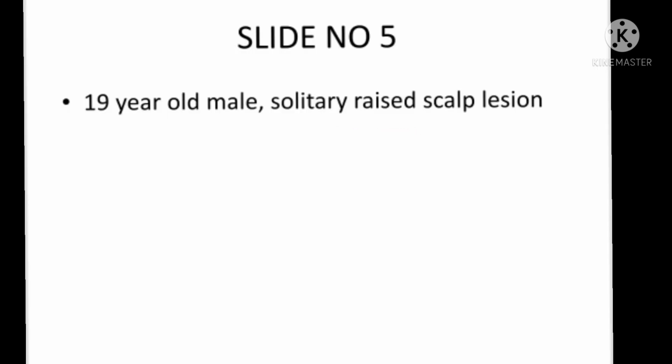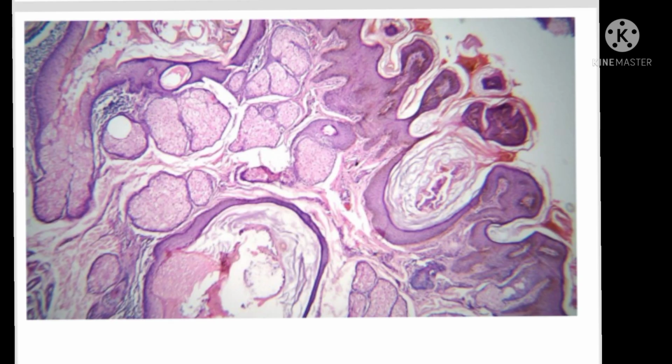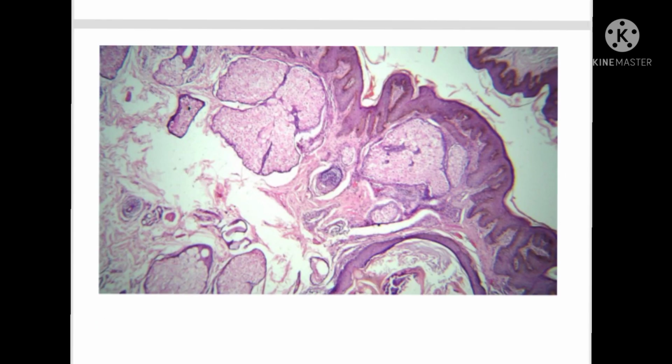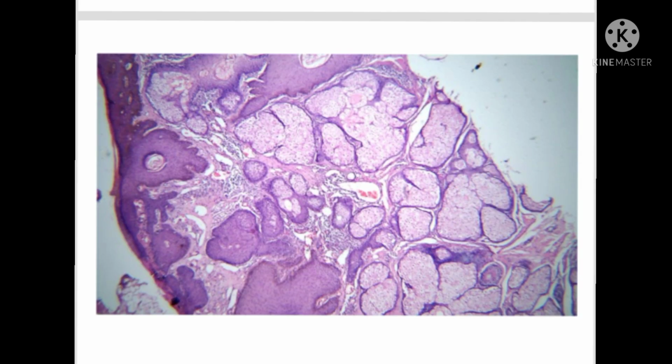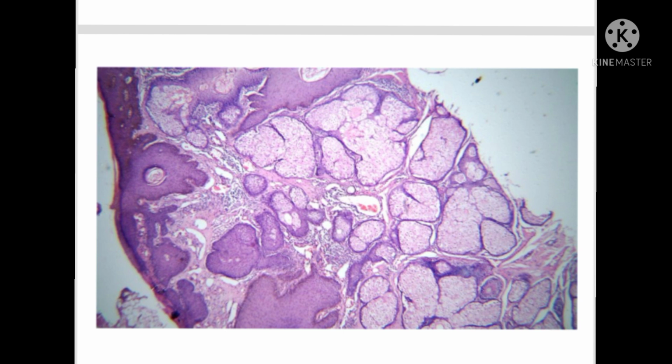Slide number 5 is a 19-year-old male with a solitary raised scalp lesion. Here we can see the sebaceous glands are undergoing hypertrophy. There is a distortion of the hair follicle with papillomatous outgrowth.